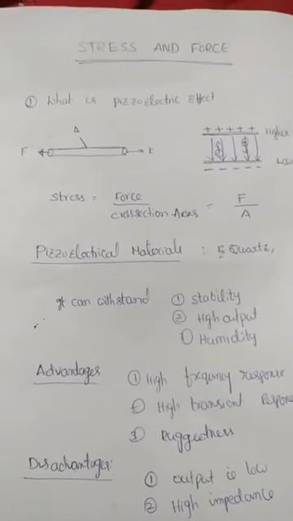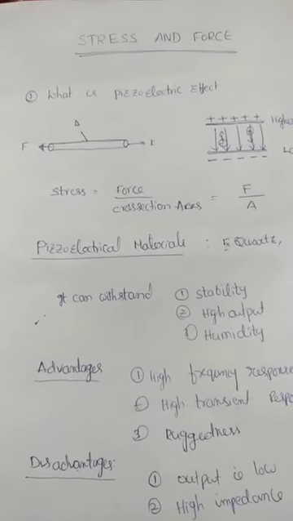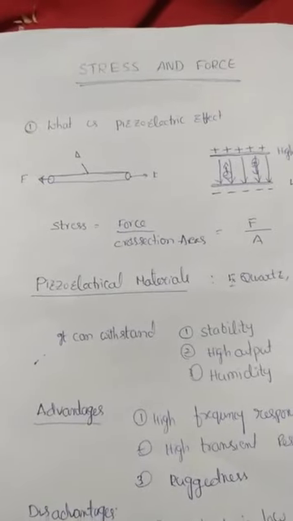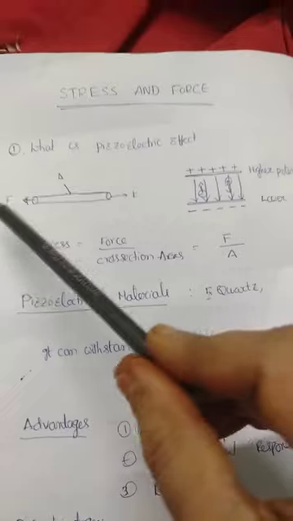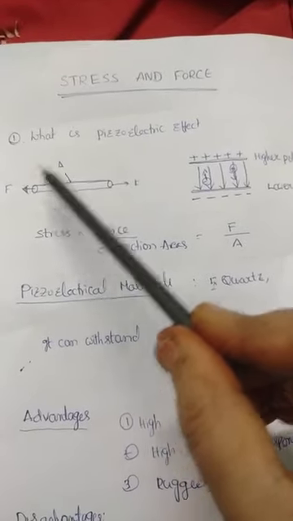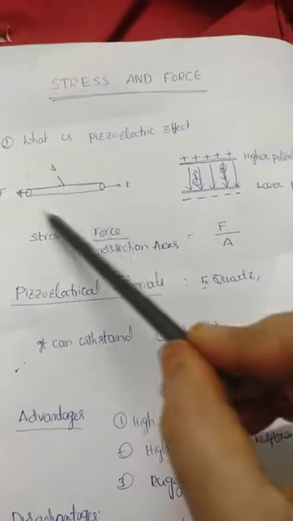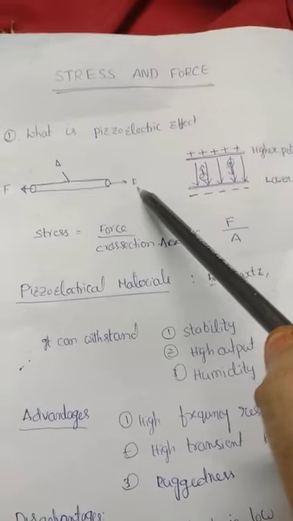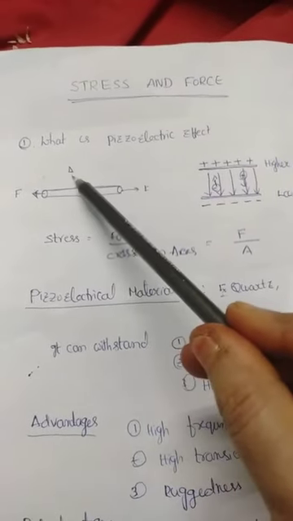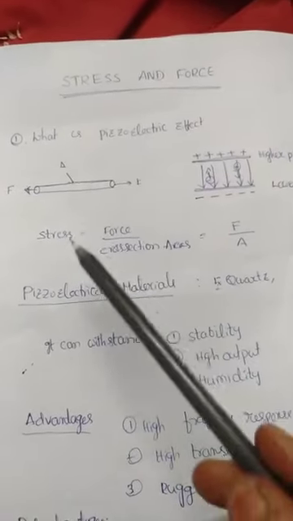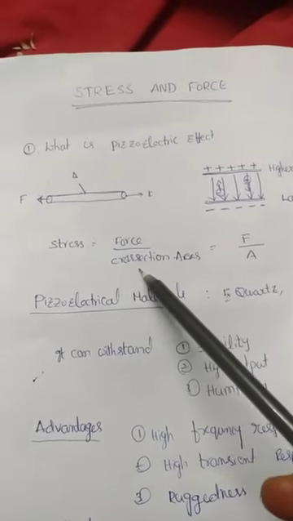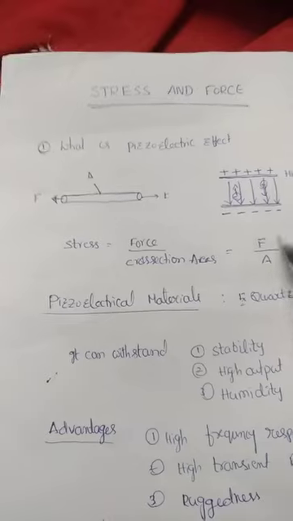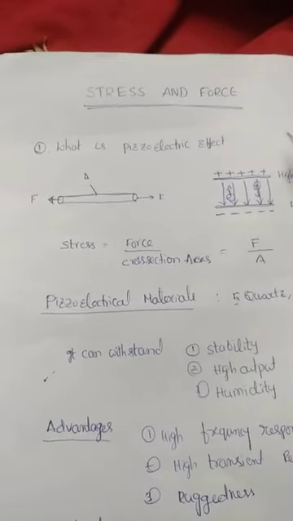Here the force and stress are interrelated to each other. This is the crystal, and we are applying a force across the crystal. The crystal thickness is small t, and the area of the crystal is A. So the stress is force per cross-sectional area, that is F by A. The force and stress are interrelated.